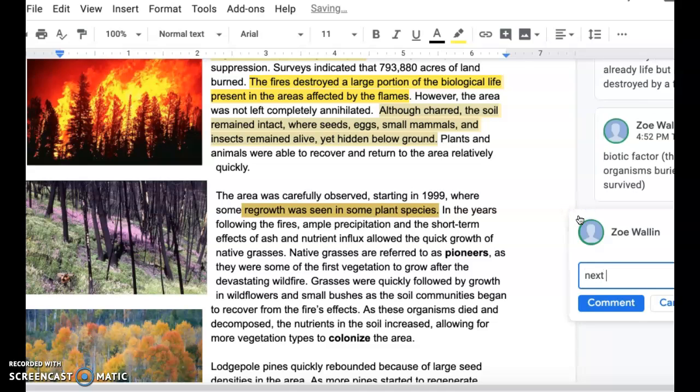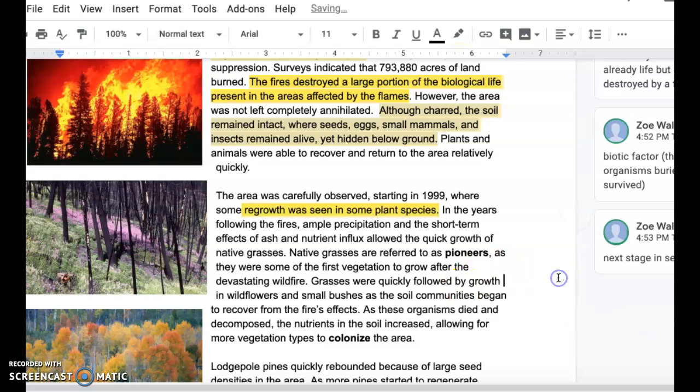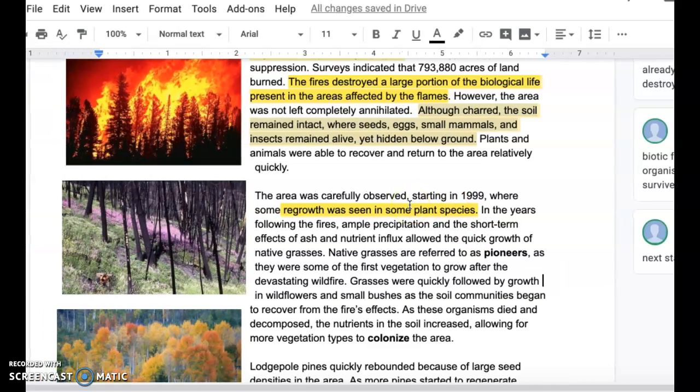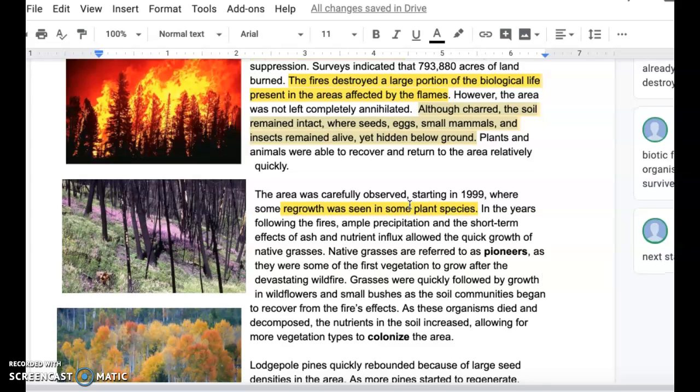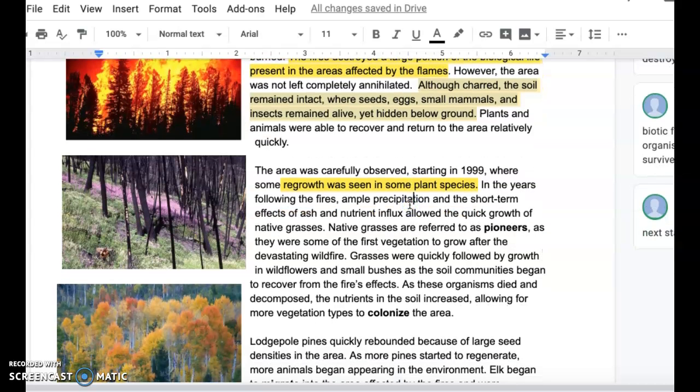Next stage in secondary succession. Again, as I'm writing these comments and highlighting, you should be doing the same on your document, because the annotations are being graded. So I'm making it so that as long as you're doing exactly as I'm doing, you have no problem getting full credit.